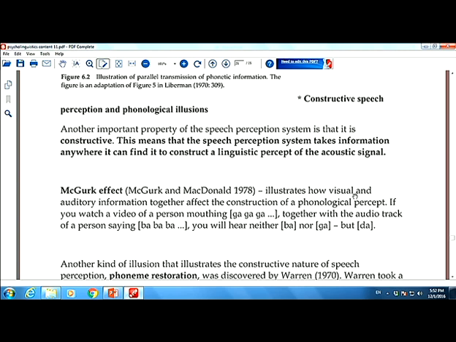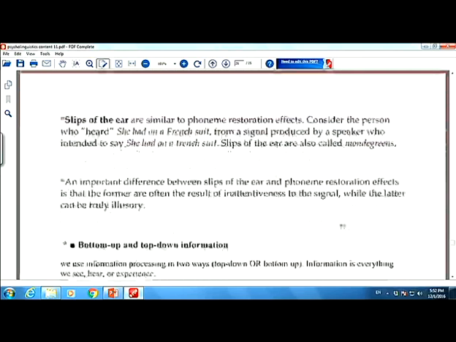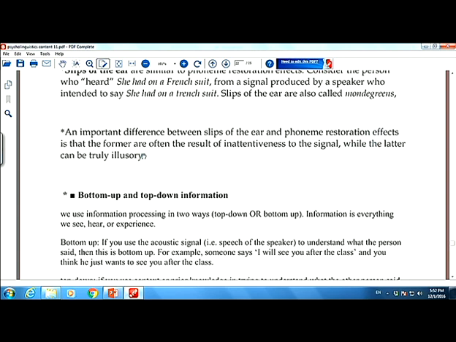Phoneme restoration, very important as well. Slips of the ear, just like slips of the tongue. Sometimes you mishear something. Someone speaks, and then you mishear it. You say, did you say that? He said, no, I didn't say that. So this can be slips of the ear, or mondegreens. This sentence here is very important as well: the difference between slips of the ear and phoneme restoration.